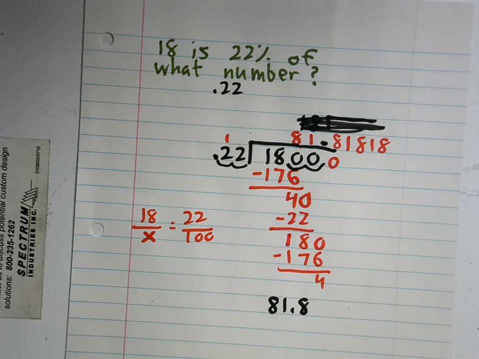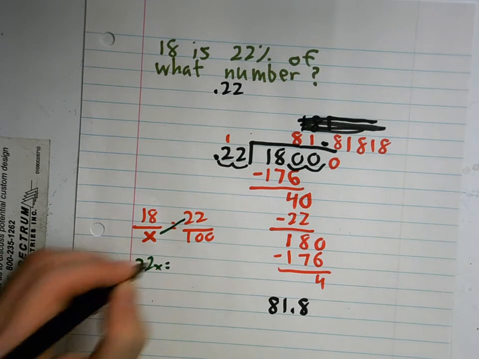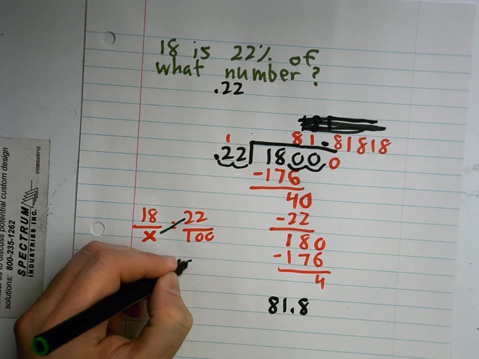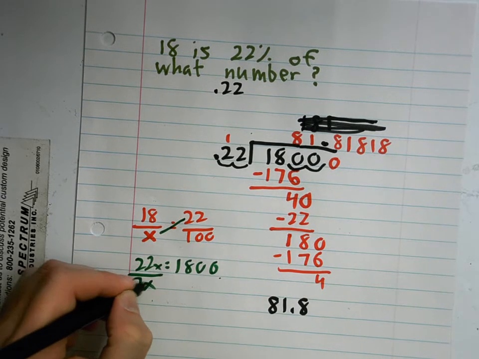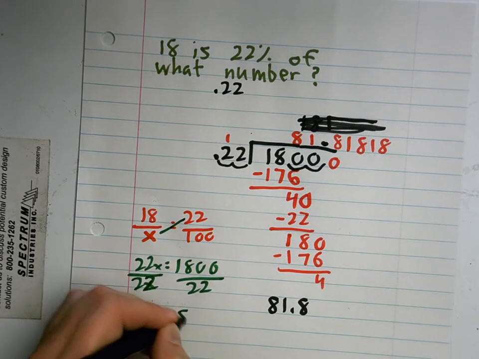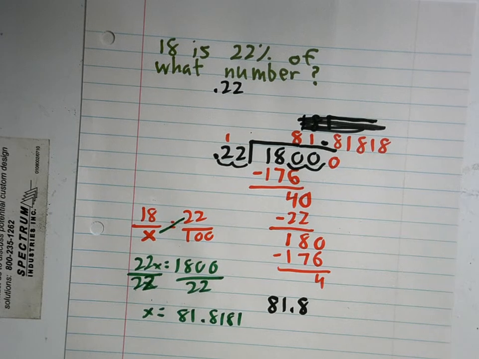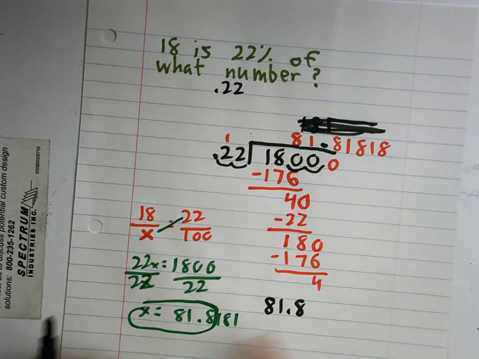Haven't I seen this before? How do I solve this kind of problem? What do I do to solve this kind of problem? Fernando? Cross multiply. Cross multiply. So I come right here. 22 times x is 22x. 18 times 100 is 1,800. And guess what happens when I divide? Oops, I need to divide both by 22. X equals 81.8181. It's a repeating decimal. So I'm just going to round it to this right here. They're the same numbers, aren't they?